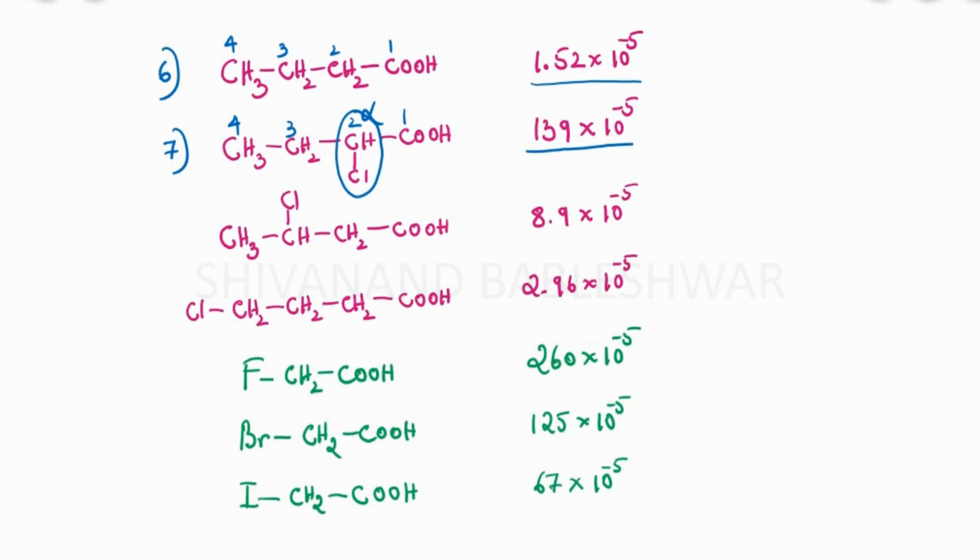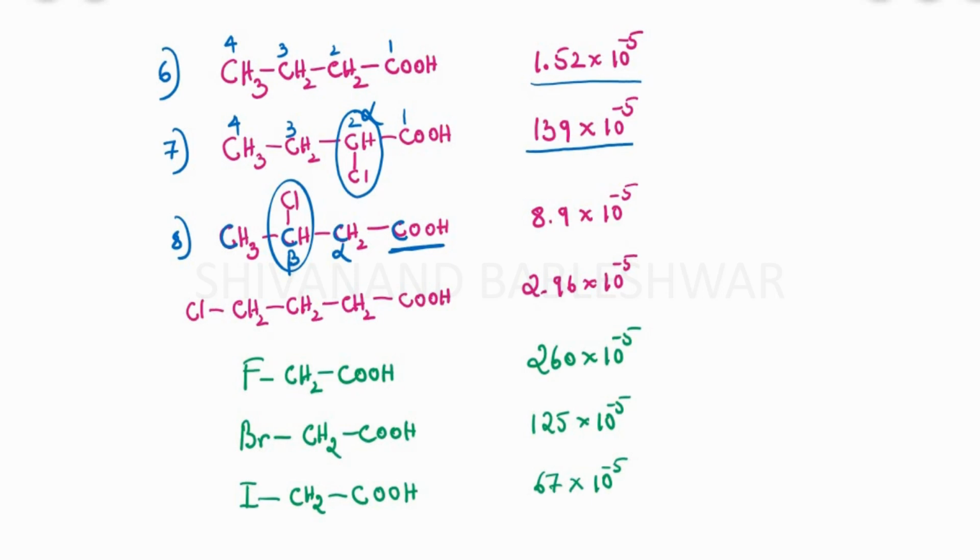In the eighth example, students, again there are totally 4 carbon atoms. First carbon, this is second carbon, this is third carbon, and this is fourth carbon. But the fact is that the halogen atom is present on the beta carbon atom. Here this was alpha, but now this is called beta, right? So what is the nature of halogen? To withdraw the electron. But here the halogen atom is far from this COOH group, right?